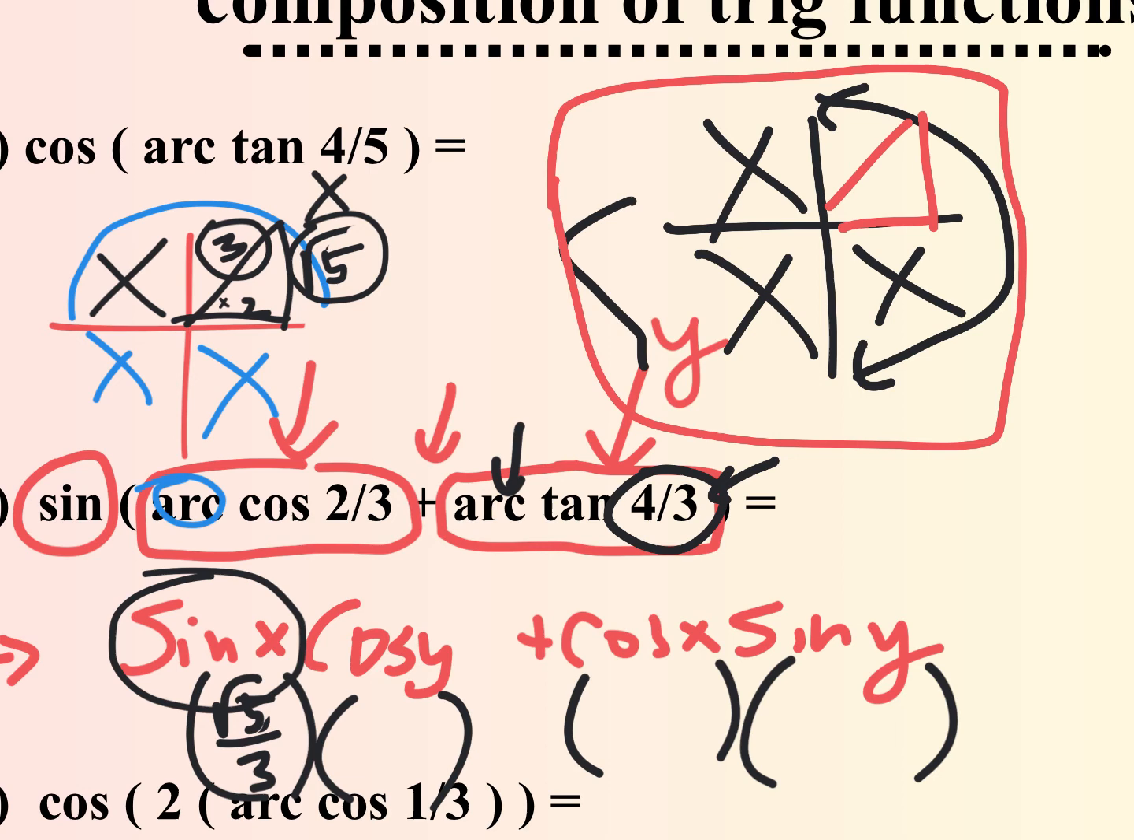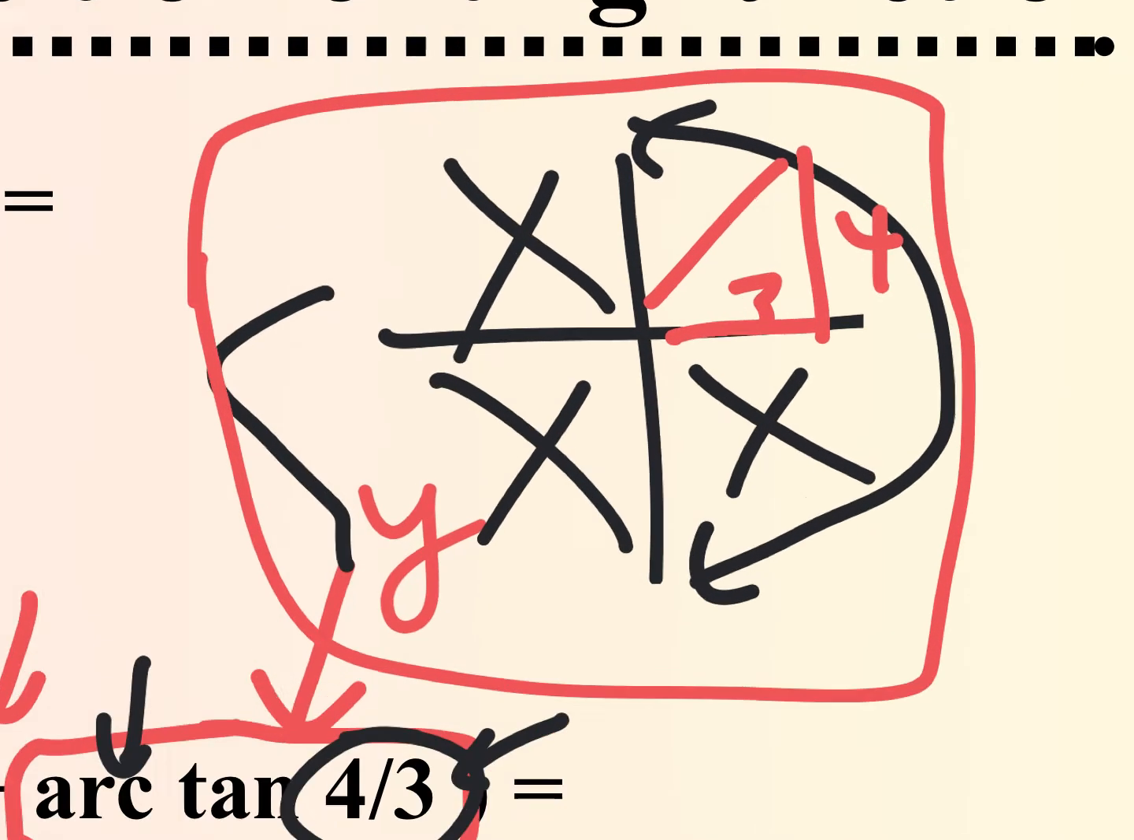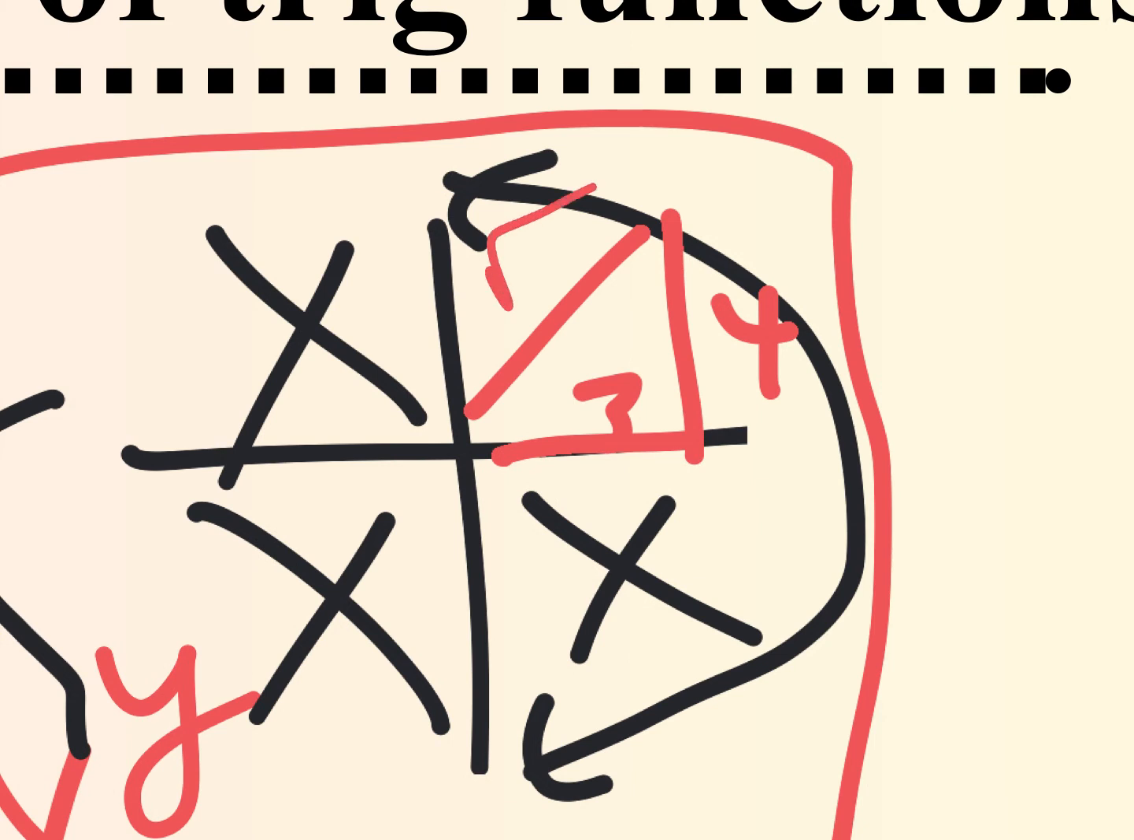TOA is opposite over adjacent. 4, 3. And this must be square root of 4 squared is 16 plus 3 squared is 9. Oh, it's a 3, 4, 5 again. Yay.